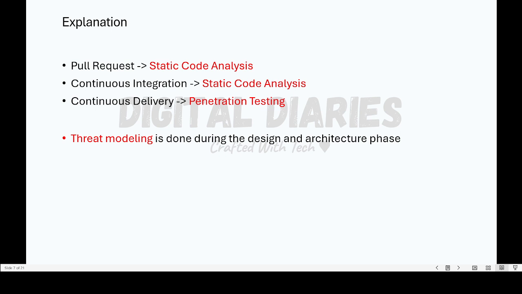For the pull request, we will use static code analysis like SonarCloud, etc. In continuous integration, we also use static code analysis tools. And in continuous delivery, we do pen test. The other option that was there is threat modeling. Threat modeling is done during the design and architecture phase. This is not done in pull request or CI or CD.